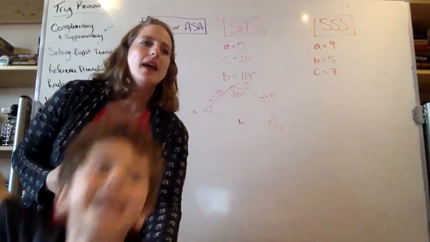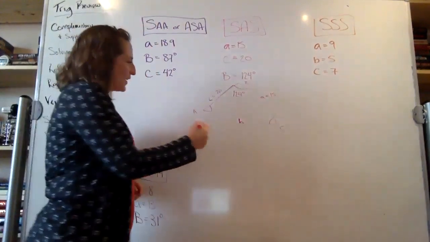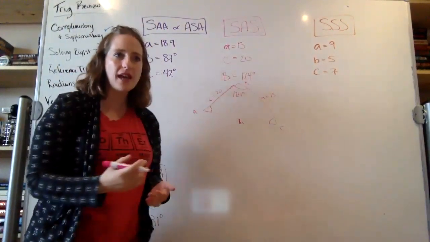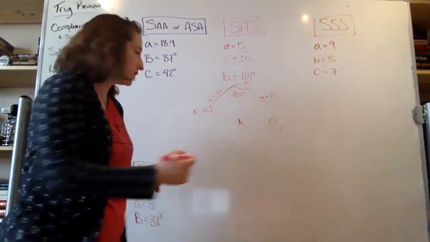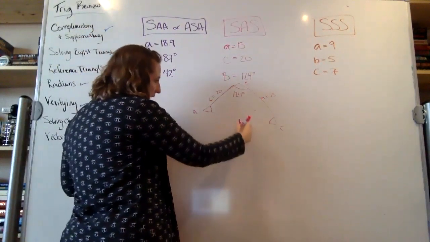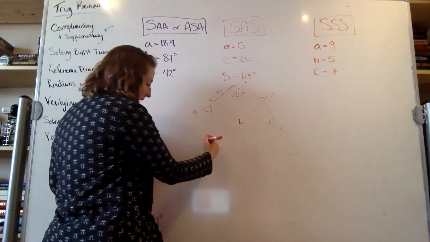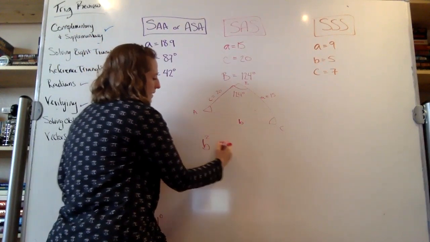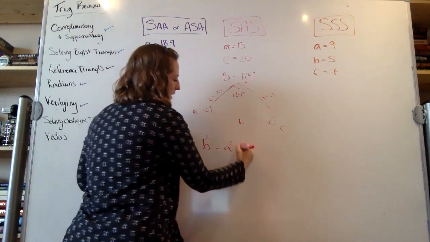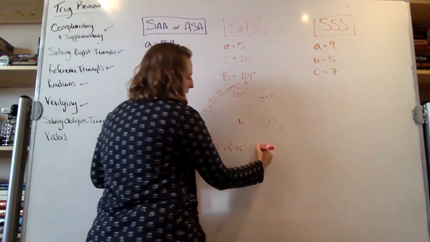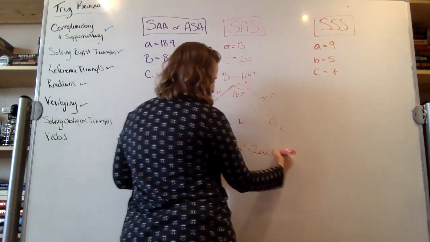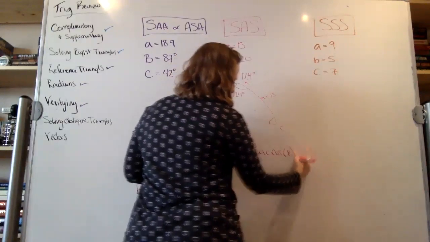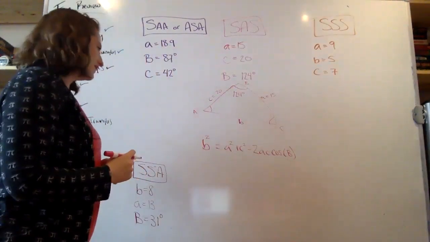Thank you, baby. So law of cosines is sort of like the Pythagorean theorem for oblique triangles. So in this case, we want the law of cosines that lets us solve for B. So that says that B squared is equal to A squared plus C squared minus 2A times C cosine of B. Okay, all right, so let's start plugging in.